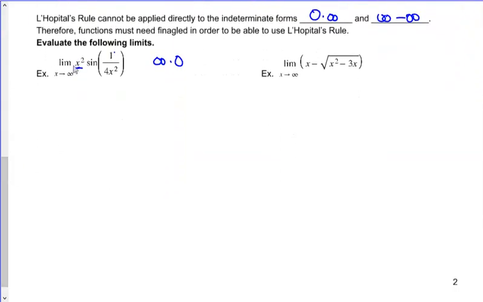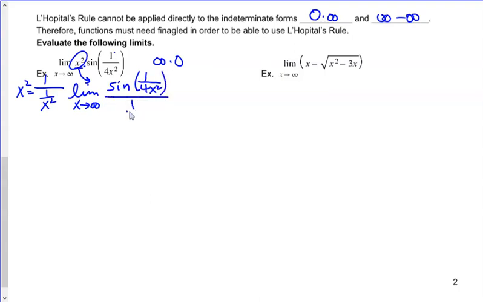If I were to change this, x squared is equal to 1 over x squared. So if I did 1 over this, I'm asking for the reciprocal of this fraction, which comes back to this x squared. So what I'm going to do is basically flip this to the bottom and make it 1 over x squared. So I get this, the limit as x goes to infinity of the sine of 1 over 4x squared all over 1 over x squared.